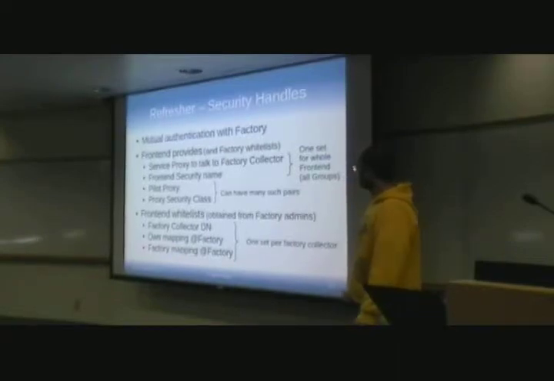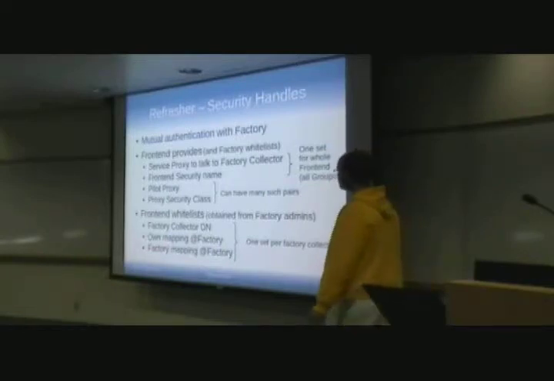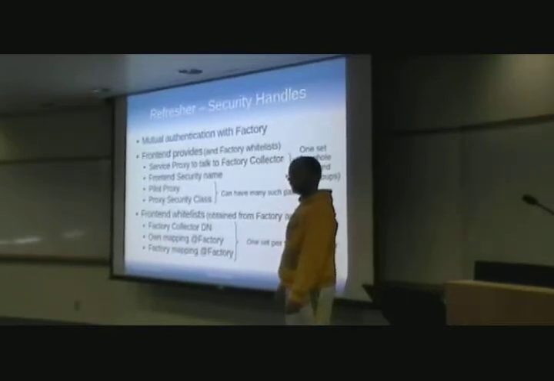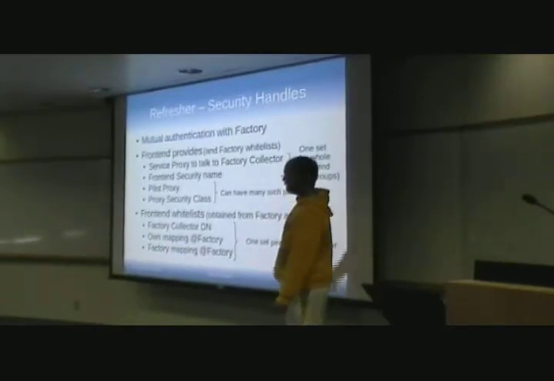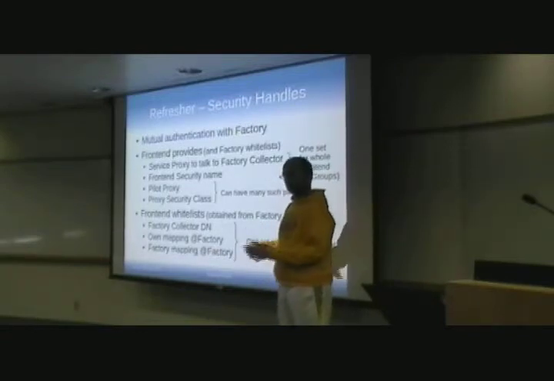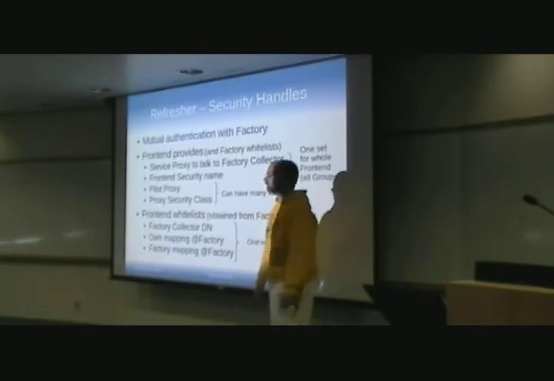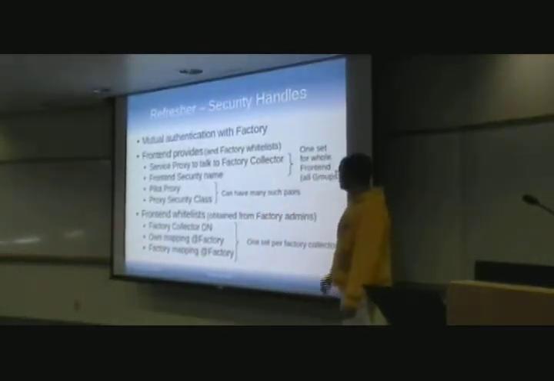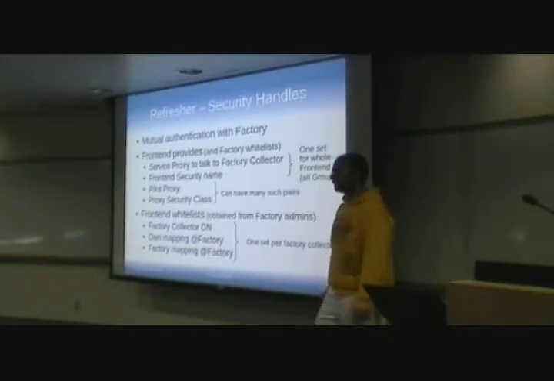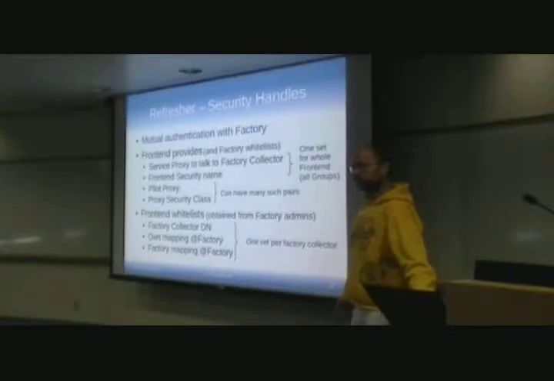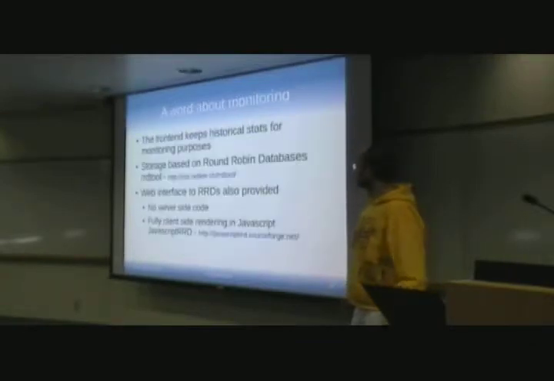Just a short reminder of the security handshake between the factory and the front end. There is mutual authentication with the factory, so the front end will need to provide a bunch of information to the factory, and the factory will need to whitelist that information. On the other hand, the factory will provide the front end with some information, and the front end will need to whitelist this information. We discussed this in more detail yesterday, so I will not go over it again, but you will need it when you go to install the front end.